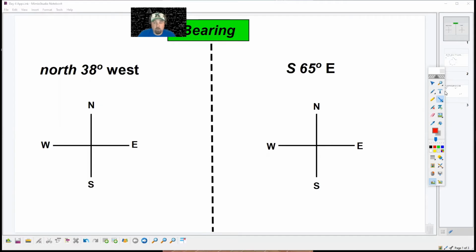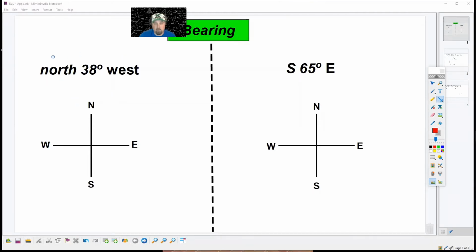Today we're going to learn how to apply some of these trig solving for side formulas that we've learned, law of sines, law of cosines. To start with this, one of the things we need to talk about is the idea of bearing. A lot of this stuff is used for navigation.